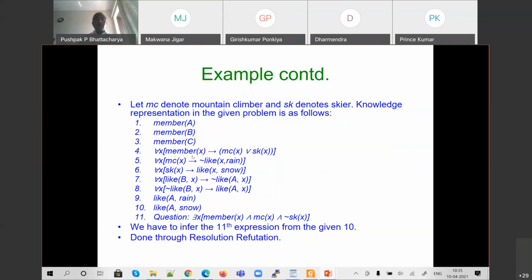For all x, member x implies mountain climber x or skier x. If x is a mountain climber, x doesn't like rain. If x is a skier, x likes snow. If B likes x, A doesn't like it. If B doesn't like x, A likes it. A likes rain, A likes snow. And the question is: is there a member who is a mountain climber and not a skier?